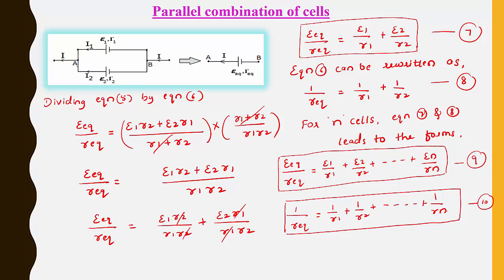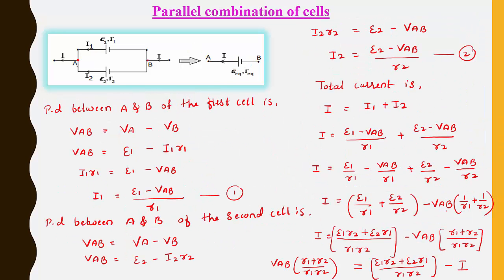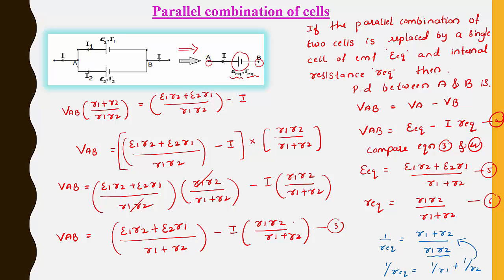I will revise once again, you can observe. The first step: potential difference across the first cell and potential difference across the second cell. We got equation 1 and 2. This is the expression for I1 and I2. Second point, total current I equal to I1 plus I2. Substitute here and we go on modifying the equation. So here we got equation number 3. After that, we replace these two cells by a single cell. So we got equation 4.